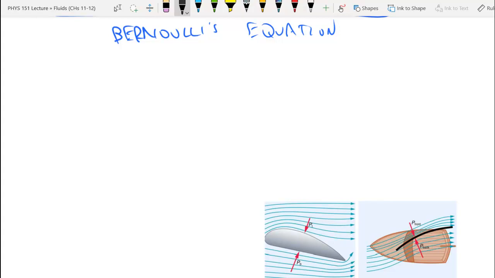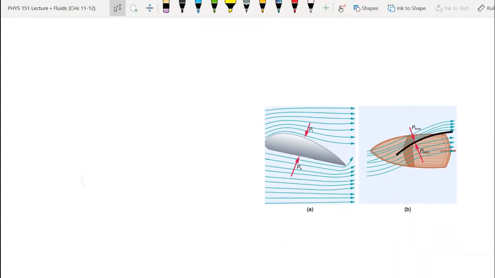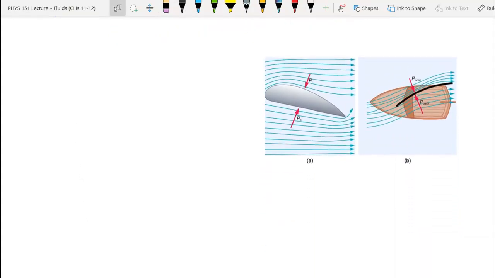Okay, now let's talk about some applications of Bernoulli's equation. So first, in figure A, we have a wing of an airplane, an airfoil. And first off, I want to point out that the height difference in this airfoil, between any two points, or even the entire thing, is very, very small.